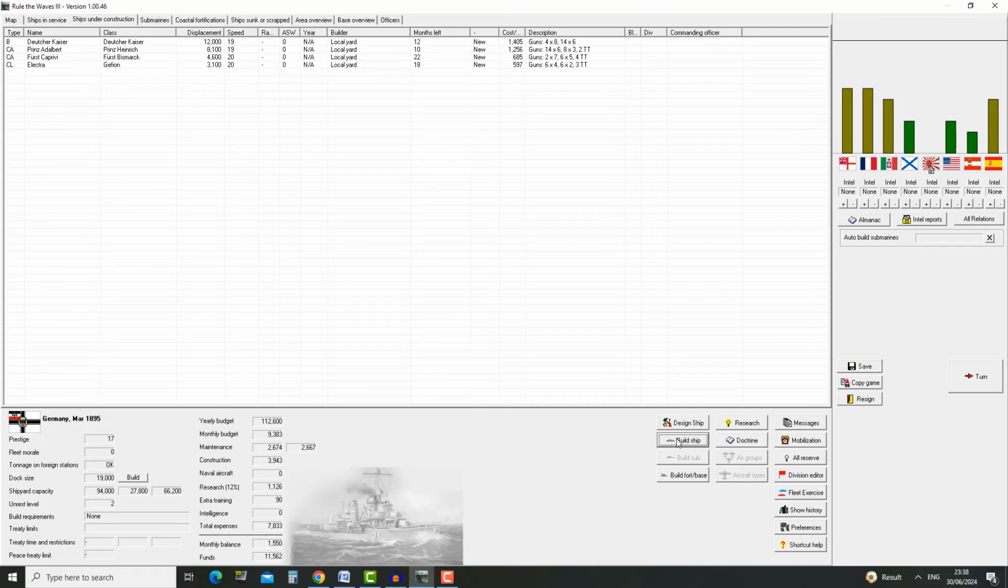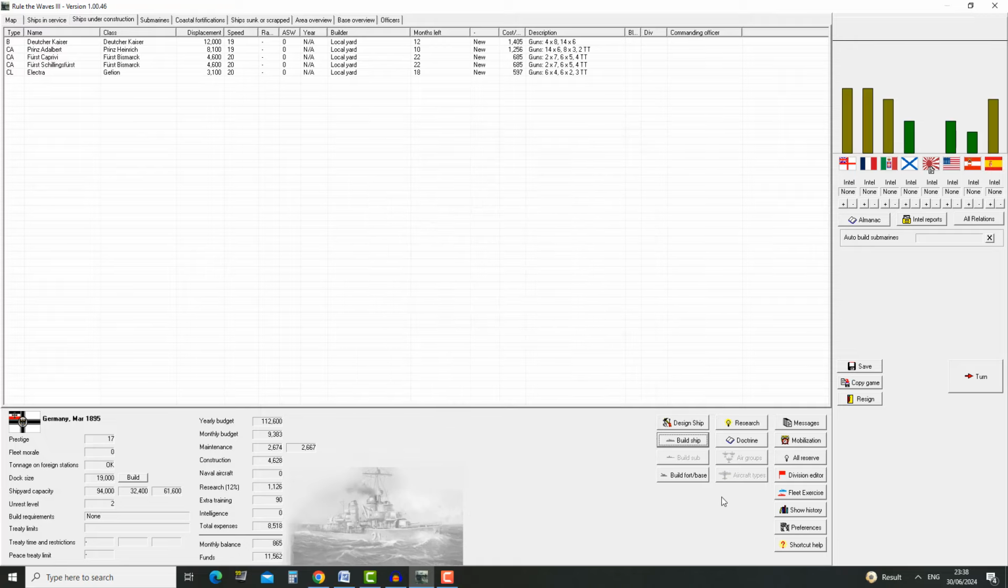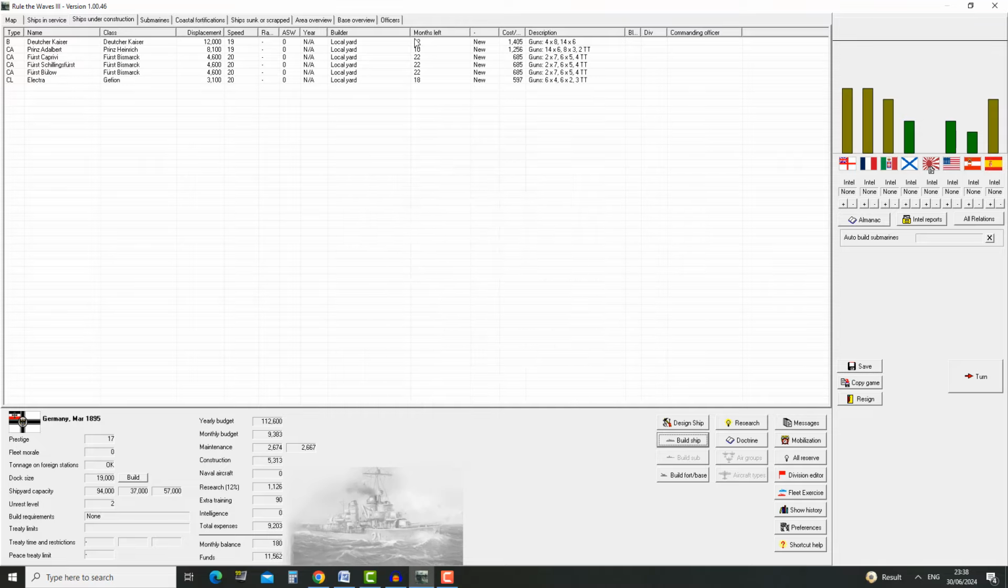Okay, you know what? Let's build all of them. We were told that we need more heavy cruisers. So let's put First Schilling as the next one for construction. And let's build one more. We still can do that. And it's gonna be First Below. Okay, so we are now building 6 ships.